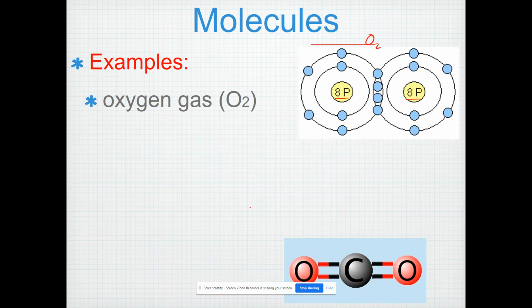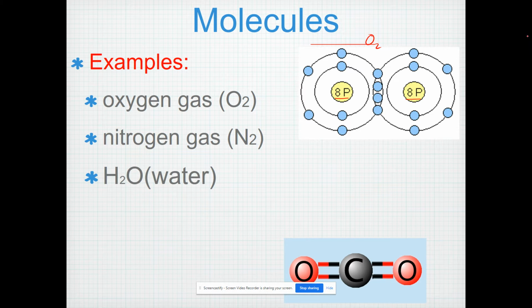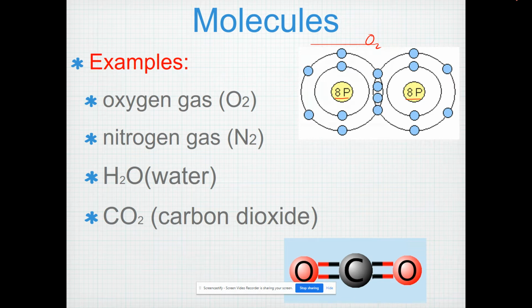Here's some more. Okay, nitrogen gas, N2, H2O, carbon dioxide. Okay, so down here is carbon dioxide. This would be an example of a compound because it has different atoms bonded together. Oxygen over here would be a molecule, but not a compound.